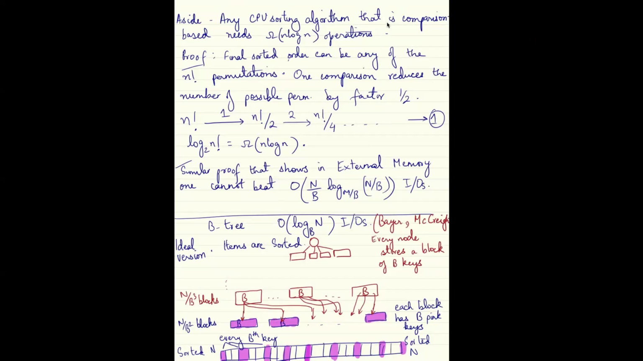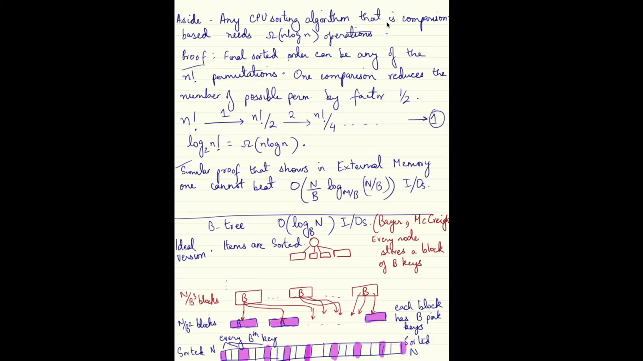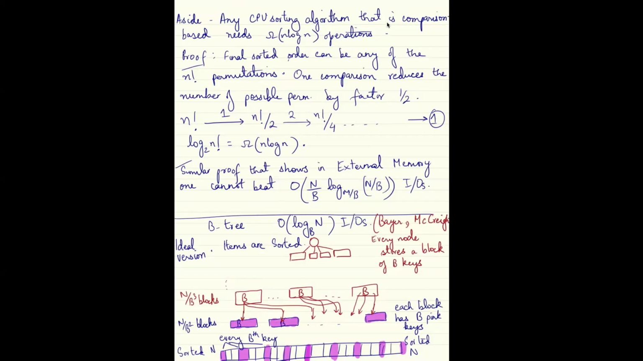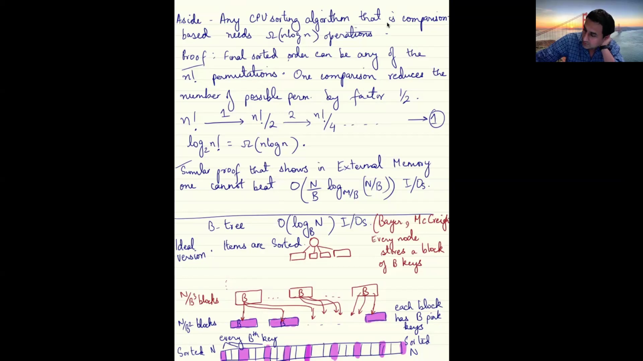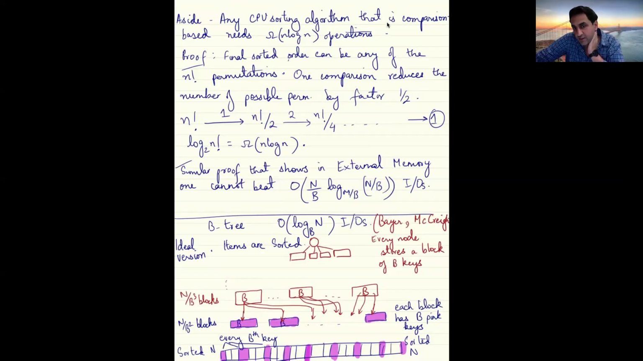Does it store a pointer to the start of each block? But again, how many blocks do you have? N over B. So you would need that many pointers, right? Yes. That depends on n. I can only store B things.